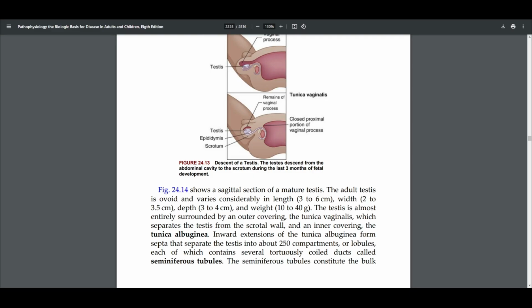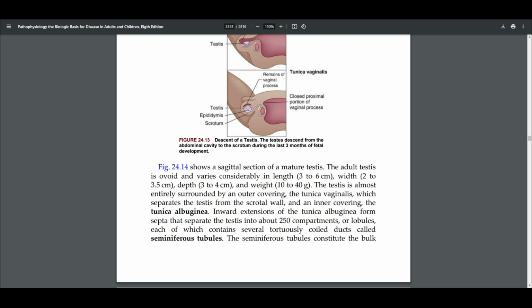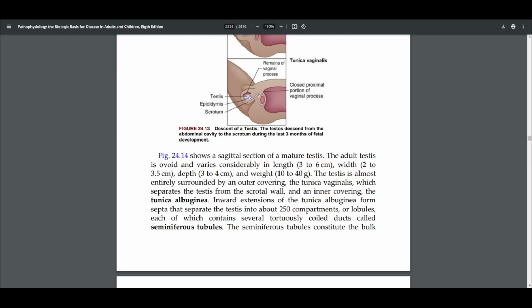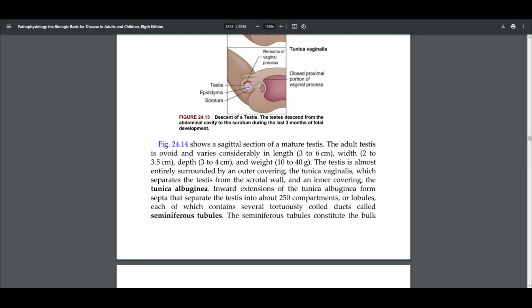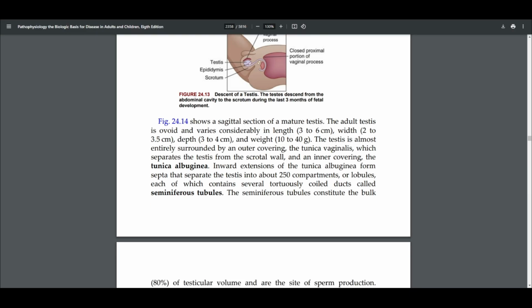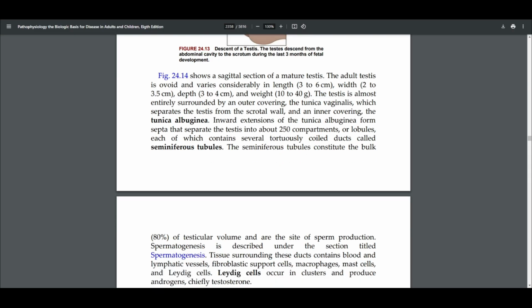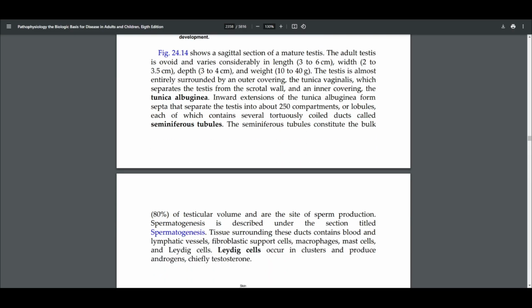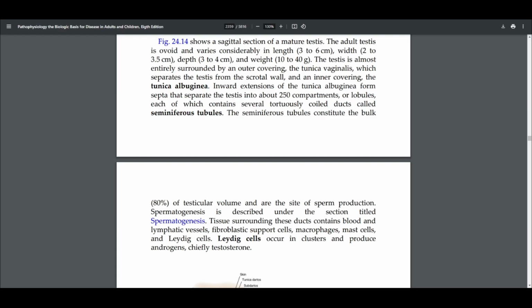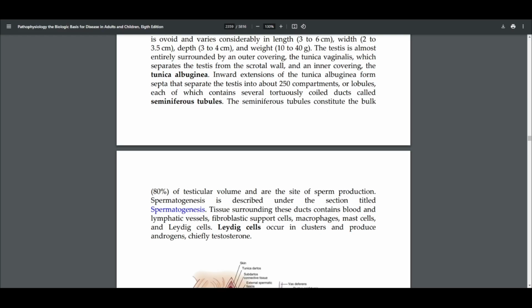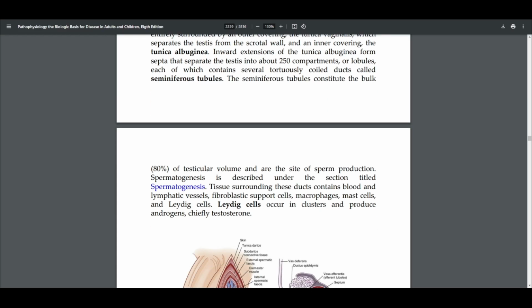Inward extension of the tunica albuginea forms septa that separate the testes into about 250 compartments or lobules, each of which contains several tortuously coiled ducts called seminiferous tubules. The seminiferous tubules constitute the bulk of the testicular volume and are the site of sperm production. Spermatogenesis is described under the section titled Spermatogenesis.